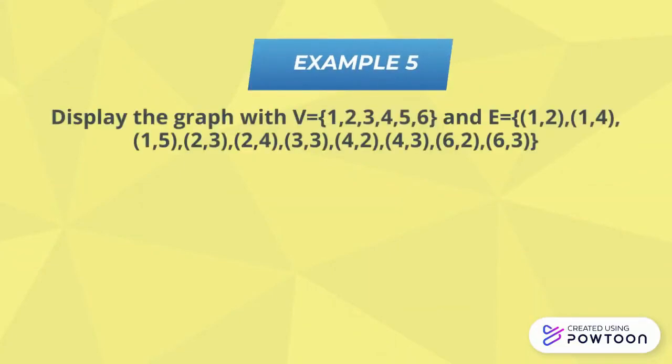Let V be the set of 1, 2, 3, 4, 5, and 6. We display the graph by referring to the set E by using arrows. We start from 1 to 2, then followed by 1 to 4, until 6 to 3. Then we will get this digraph. 3, we call it a loop.